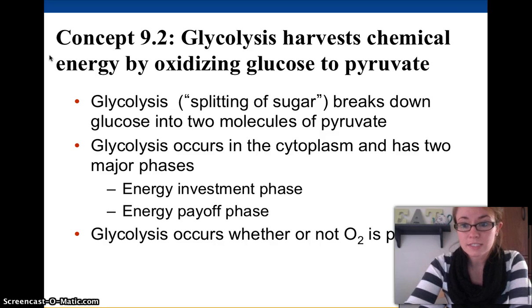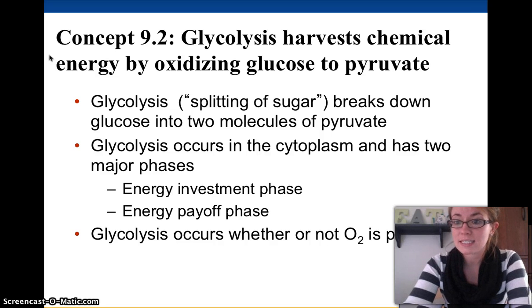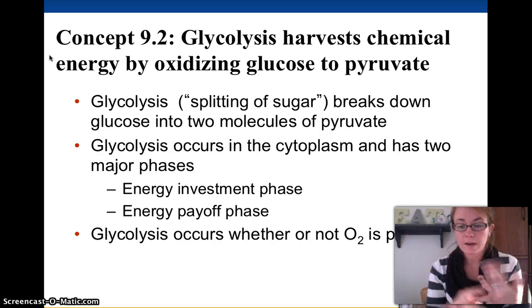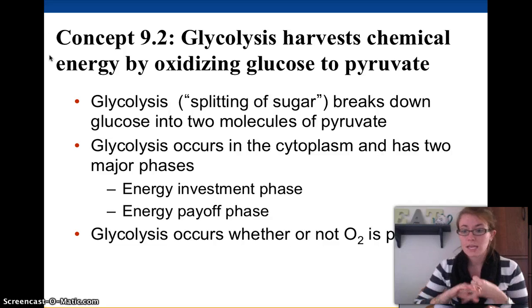There's a lot of different steps, but you don't need to know all of them. But you do need to know that it happens in the cytoplasm. So we're still inside the cytoplasm of all cells. In a eukaryotic cell, it's going to happen in the cytoplasm. In a prokaryotic cell, it's going to happen in the cytoplasm.